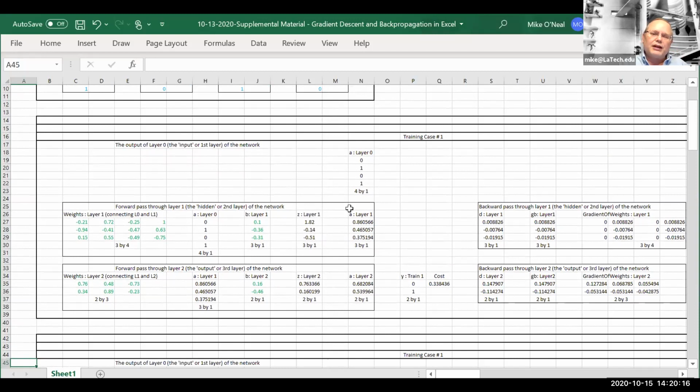And here are all the equations for a forward pass. This is the input data, and so it goes in here, right? And here are the weights. These are green because they're randomly generated, okay? Our weights and our biases start out as random.